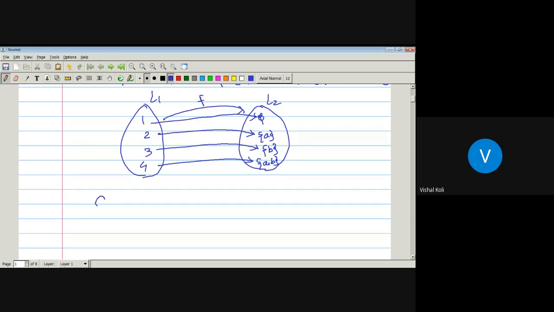So clearly f is 1-1 and onto. Okay, we can say f is an isomorphism from L1 to L2.